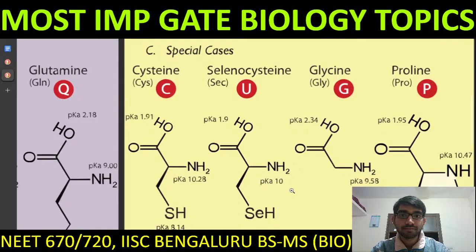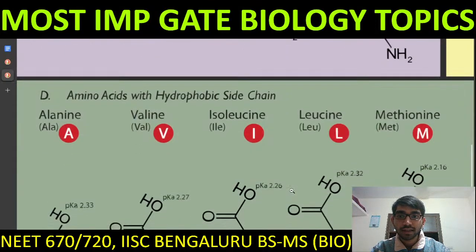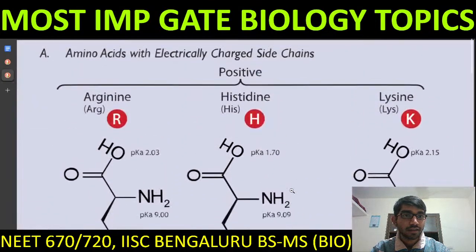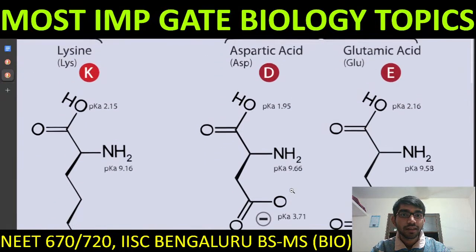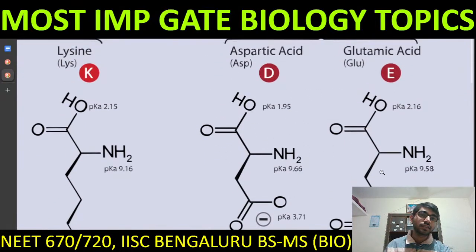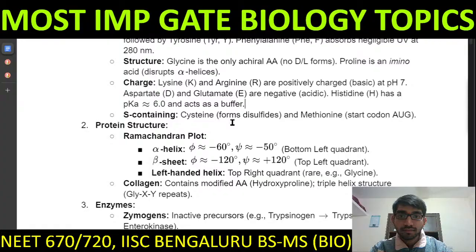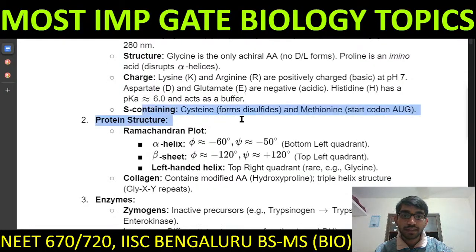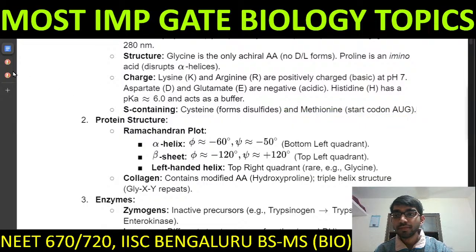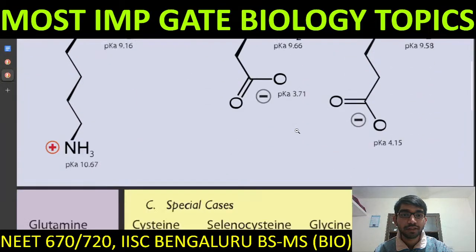I guess, on the right side. Yeah, here. So aspartic acid and glutamic acid, these are the acidic ones, meaning they have a negative charge at physiological pH. Then sulfur containing cysteine forms disulfides and methionine is the start codon. So the start codon codes for methionine.